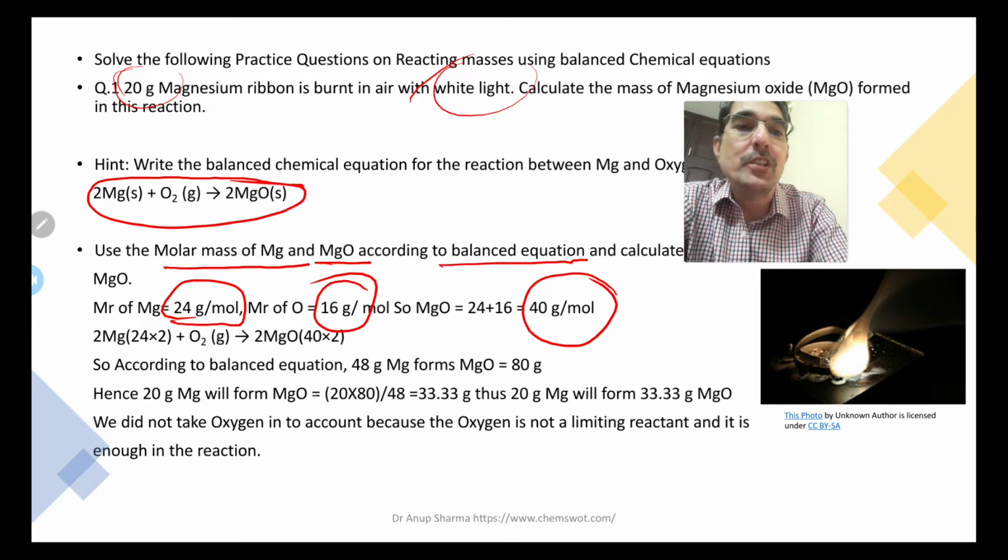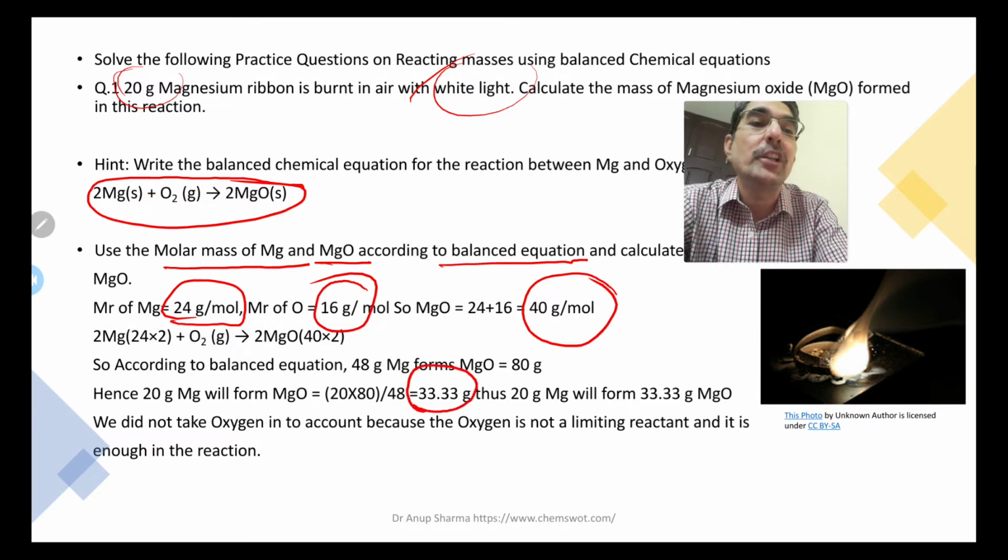So according to the balanced equation, because 2 moles of magnesium are there, so 2 times 24, that is 48, and here 80. So according to the balanced equation, 48 gram magnesium forms 80 gram magnesium oxide. Hence 20 gram magnesium, which is given in the question itself, will form how much magnesium oxide? So that we calculate by cross multiplying. So 20 times 80 divided by 48 becomes 33.33 gram. Thus 20 gram magnesium will form 33.33 gram magnesium oxide.